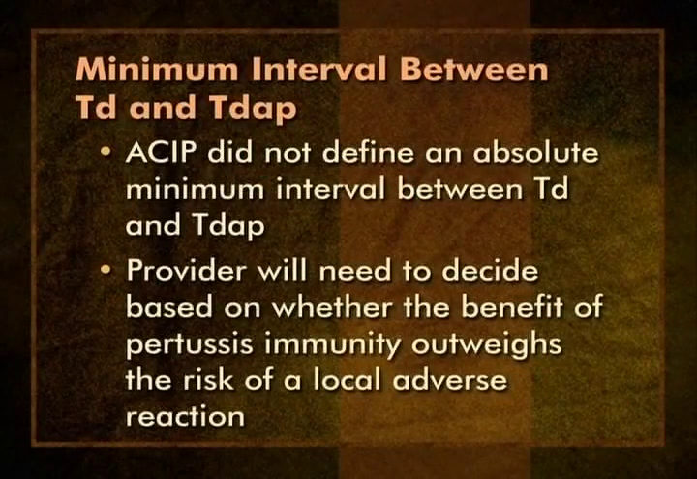The ACIP did not define an absolute minimum interval between a dose of Td and a subsequent dose of Tdap in order to give maximum flexibility to providers. The provider will need to decide when to administer Tdap based on whether the benefit of pertussis immunity outweighs the hypothetical increase in risk of a local adverse reaction, a sore arm. For example, during a community outbreak of pertussis or a household in which there is an infant younger than 12 months of age, a clinician should strongly consider administration of Tdap to persons 10 through 64 years of age, even if Td was received in the previous 2 years.